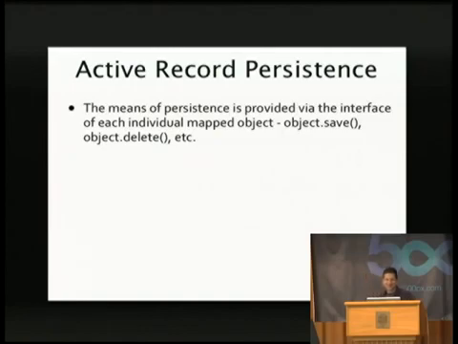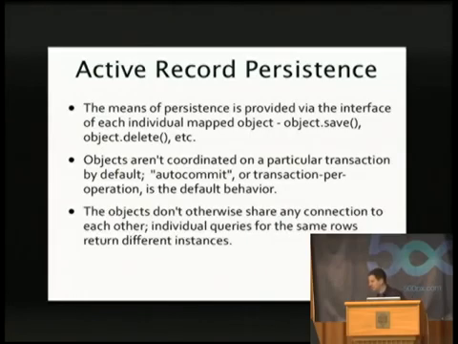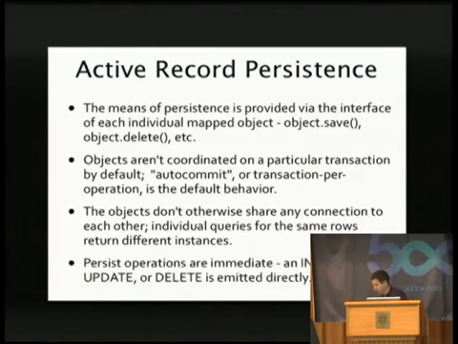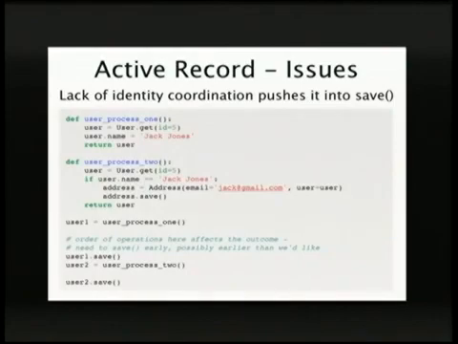Okay. The means of persistence is provided by the interface of each individual mapped object, like object.save, object.delete. Objects aren't coordinated on a particular transaction by default. Auto-commit is the default. The objects don't have any connection. There's no reconciliation of identity. They're basically islands unto themselves. And persist operations are immediate. So if you say save or delete, you'll get an insert, update or delete immediately.